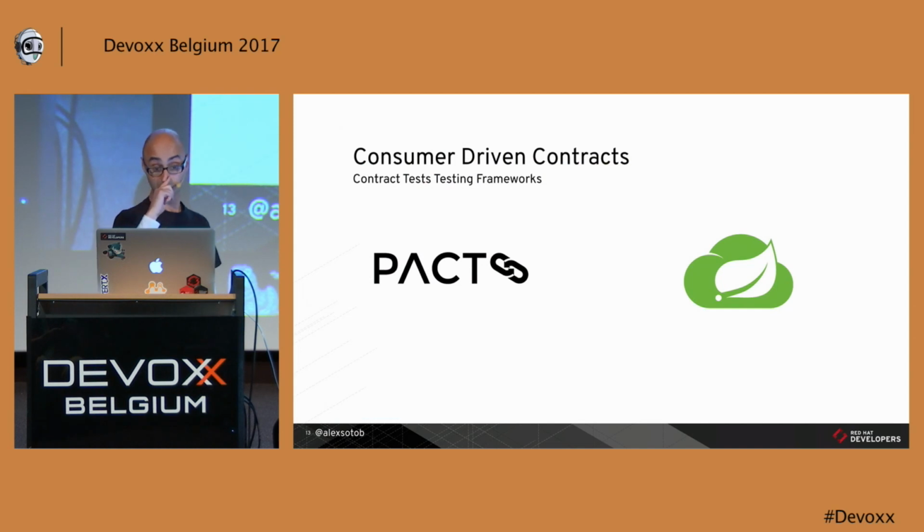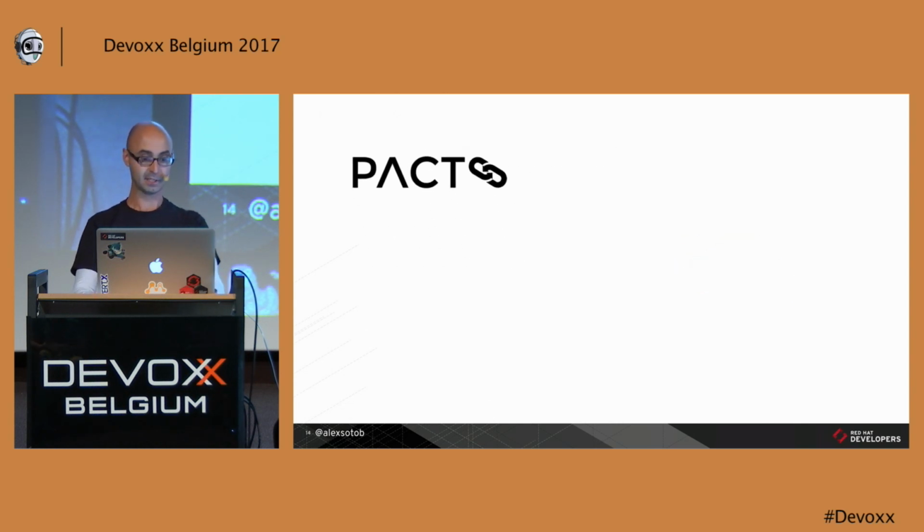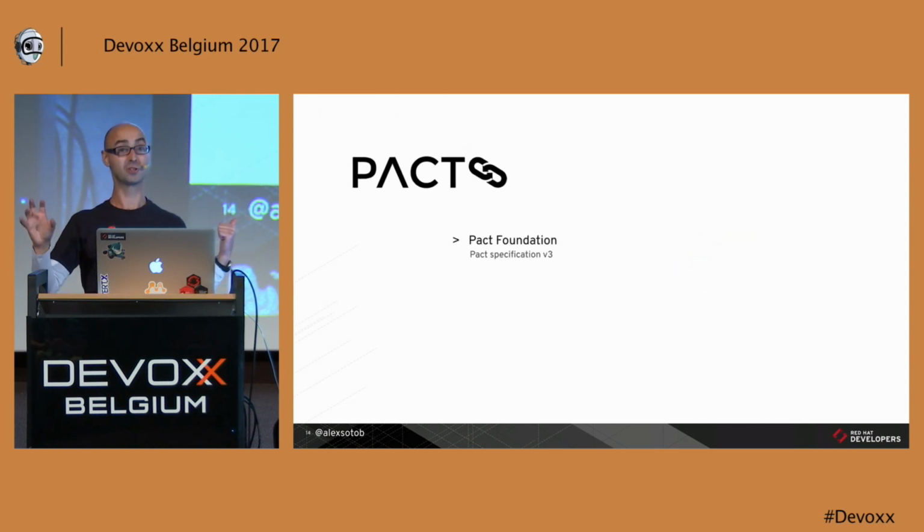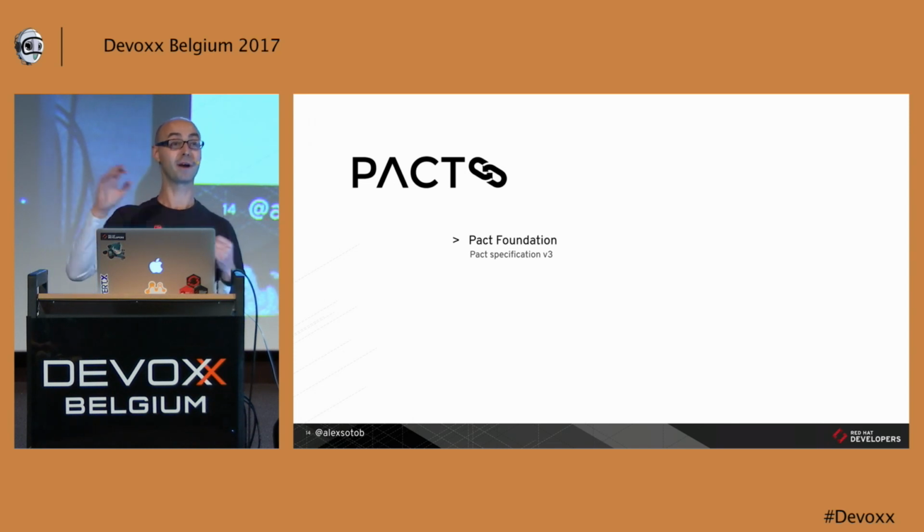Actually, there are two big frameworks for contract tests. One is Pact, and the other one is Spring Cloud Contract. Spring Cloud Contract, although it has the Spring word, can be used by any JVM project. But I'm going to show you Pact, and I'm going to explain why. The first thing is that it's a foundation. It means that there is an organization defining how a contract should look.